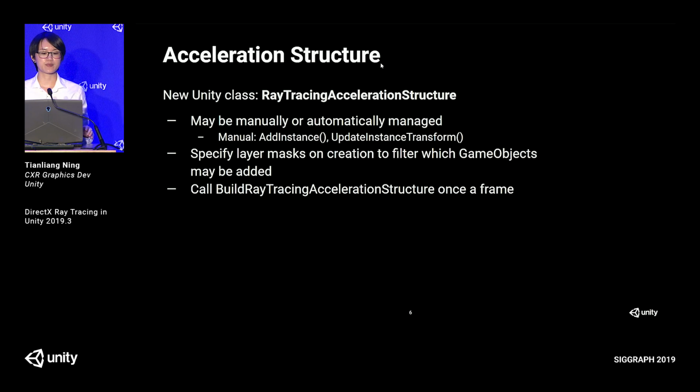In either case, you can specify a layer mask when you're creating your acceleration structure in order to filter out which layer the acceleration structure is actually capable of grabbing game objects from. So in addition to that, for both manually and automatically managed acceleration structures, you need to call this build ray tracing acceleration structure API once a frame. And what that does is it goes through and checks all the transforms to see which ones have changed. And based on that, it either rebuilds or updates the acceleration structure on the GPU as necessary.